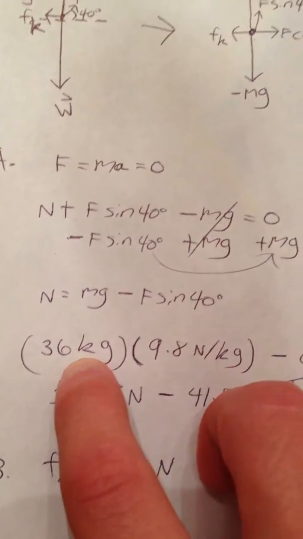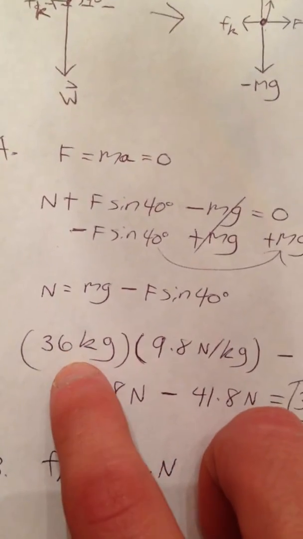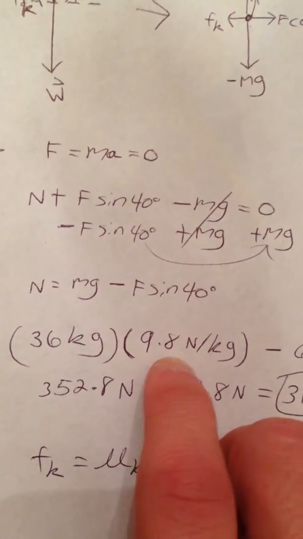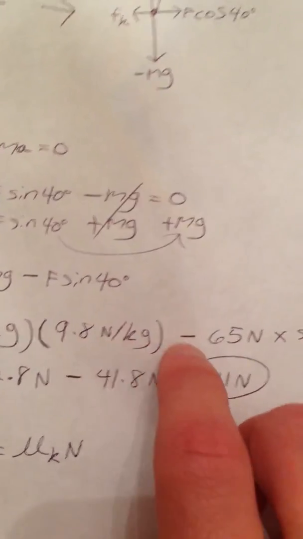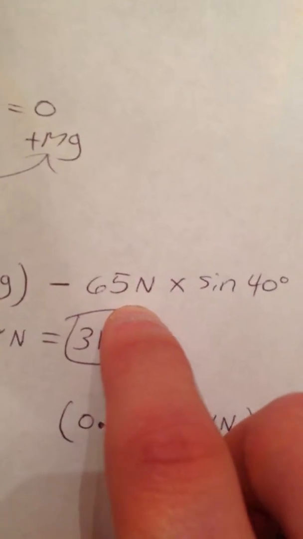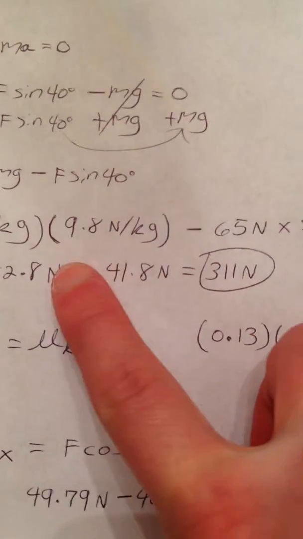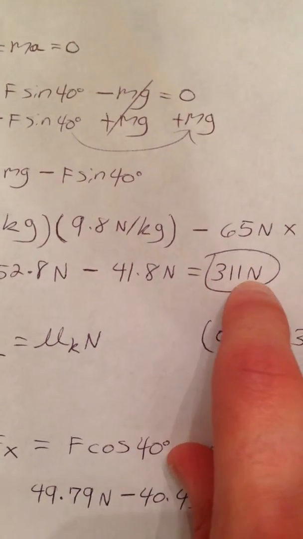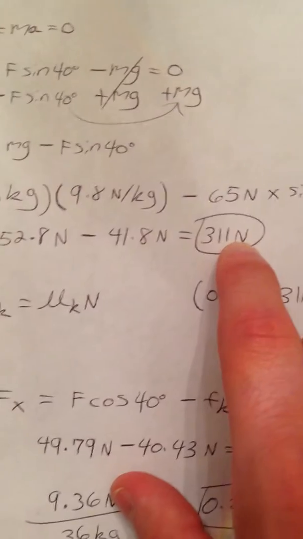So, they want to know the force on the suitcase. So M, 36 kilograms, G, the constant, 9.8, subtracted by the force that she pulls with, 65 newtons, multiplied by the sine of 40, and this is what I get, and that's the answer. That's what she pulls with.